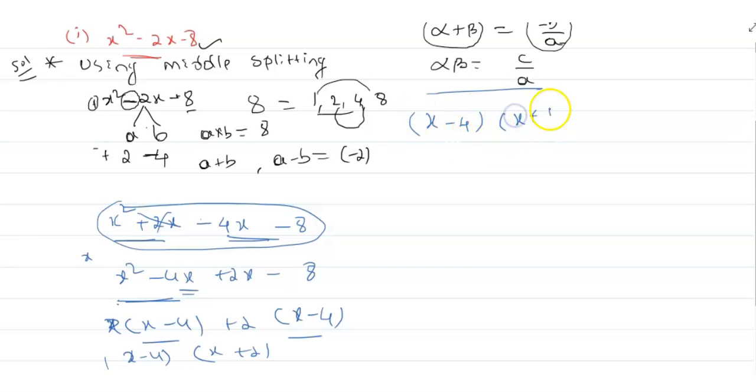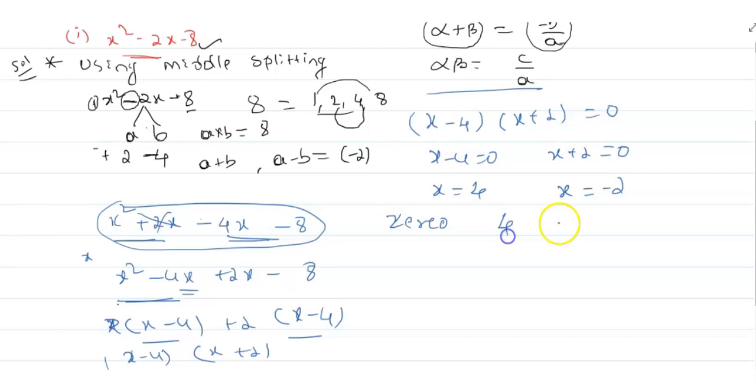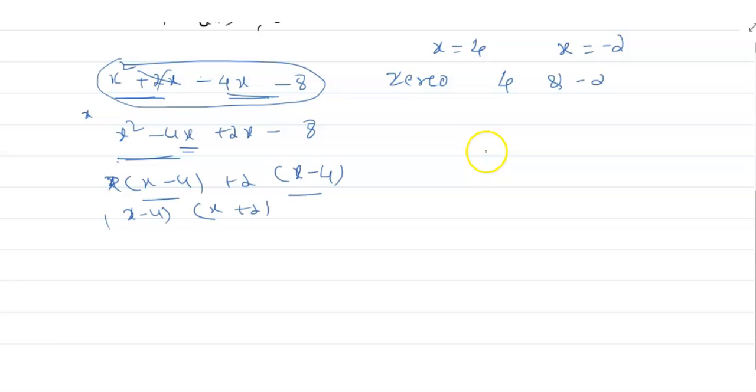Now here I have got x minus 4 and x plus 2. If I equate with 0, x minus 4 is equal to 0, x plus 2 is equal to 0. Now x is equal to 4, and if I send the negative value across, it will become positive, x is equal to minus 2. Now my zeros are 4 and minus 2. I hope you guys are getting this. So I have got alpha is equal to 4 and beta is equal to minus 2.